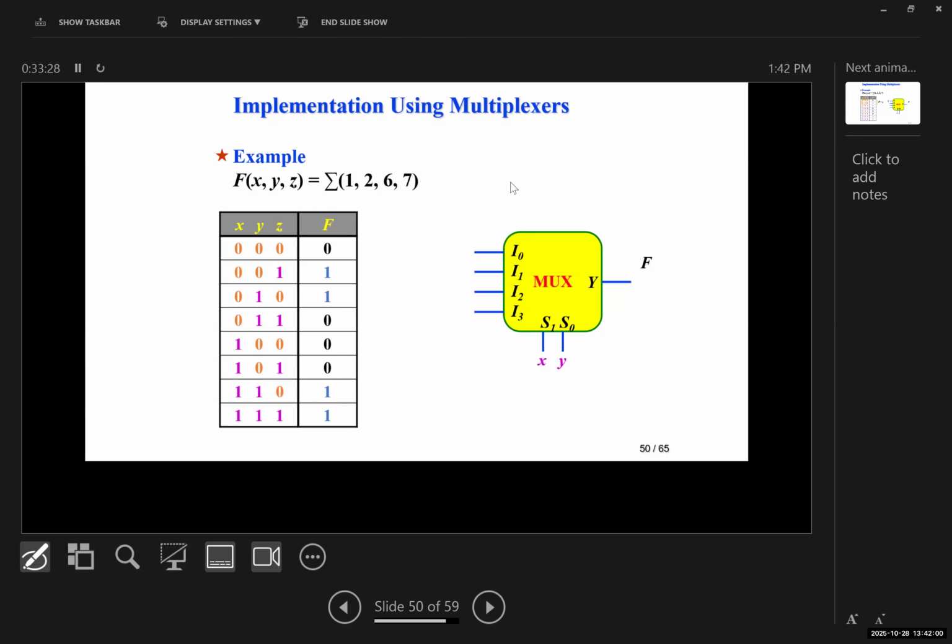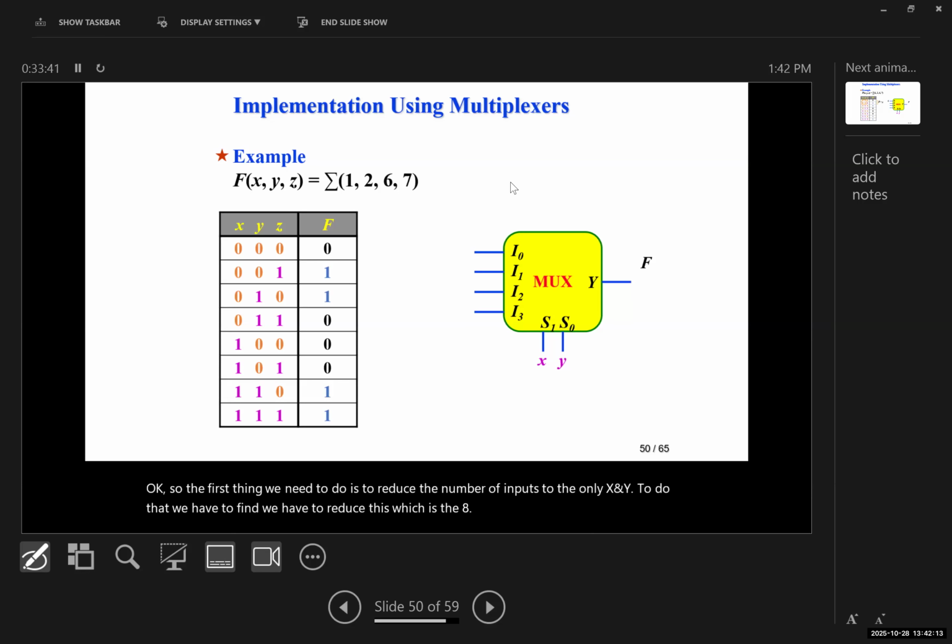Okay, so the first thing we need to do is to reduce the number of inputs to only x and y. To do that, we have to reduce this, which is an 8 by 2. We have 8 rows and 2 columns. By 2 columns, I mean x, y, z, I will consider 1 column and f as 1 column. To only having 4 columns because I wanted to have 2 inputs. So I have to find a way to simplify this and combine this.